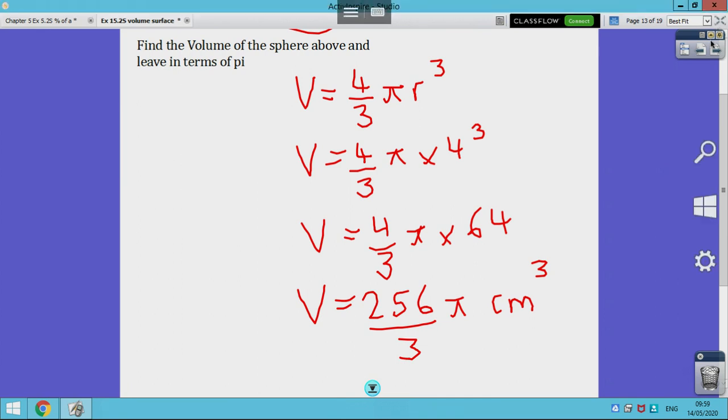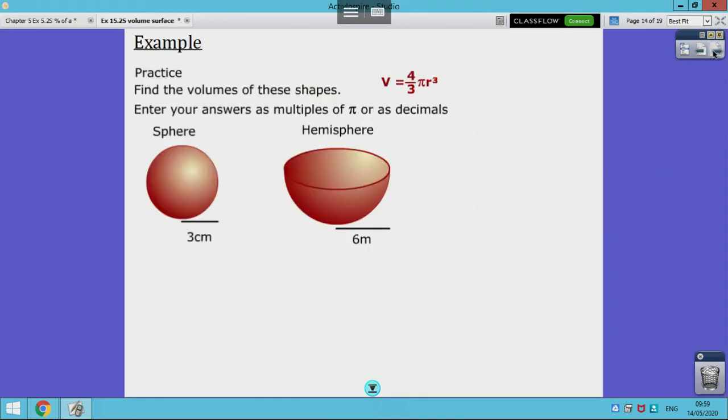Let's have a look at some more. So here we've got, again, a sphere and then a hemisphere. Now, we're not going to do them as multiples of pi. We're going to do them as decimals because we've already done multiples of pi. So the sphere over here, your volume, again, 4/3 pi r cubed.